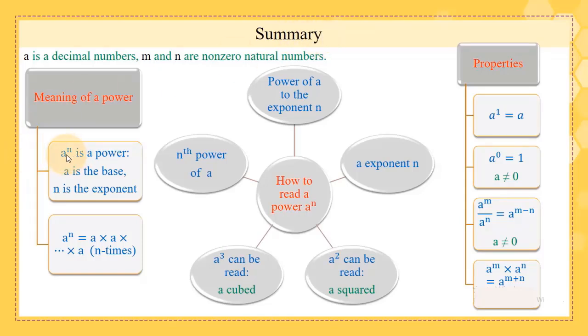Summary. So a exponent n is a power where a is the base and n is the exponent. A exponent n equals a multiplied by itself n times. To read a power: power of a to the exponent n, nth power of a, or a exponent n. Also, a exponent 3 can be read a cubed, and a exponent 2 can be read a squared. Properties: a exponent 1 equals a, a exponent 0 is equal to 1, a exponent m over a exponent n equals a exponent m minus n, and a exponent m times a exponent n equals a exponent m plus n.